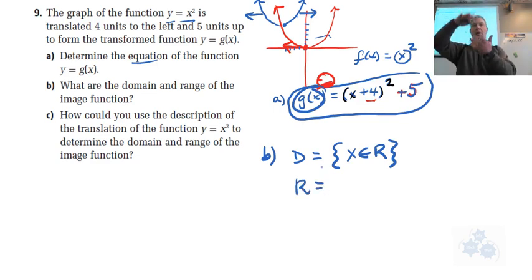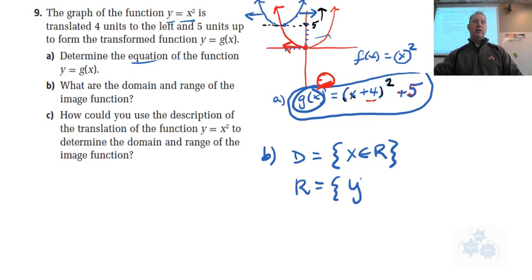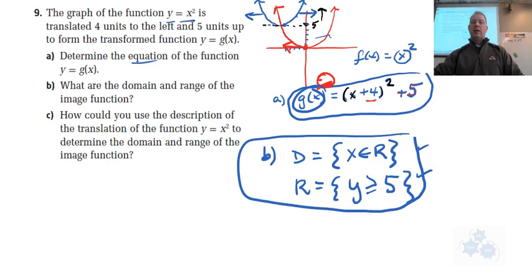The range now. Okay, so the range is the y values. Notice on this image function that the lowest point is this y equals 5, because we moved the original one up 5 units. So the lowest point is 5. The parabola is above that. So the range is going to be y values: y is greater than or equal to 5. And again, you don't have to put comma y element of R. Don't worry about that. I understand this. This is all you need to put for me. Does that make sense? The y values are all greater than 5. It's all these y values right here for the points on the graph.